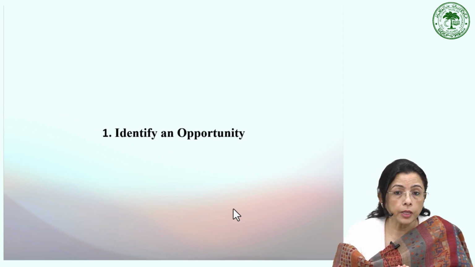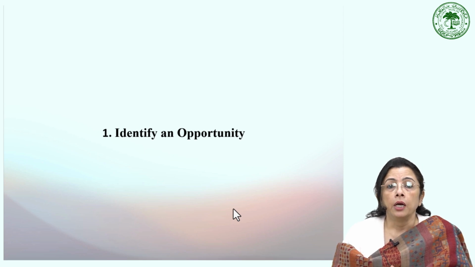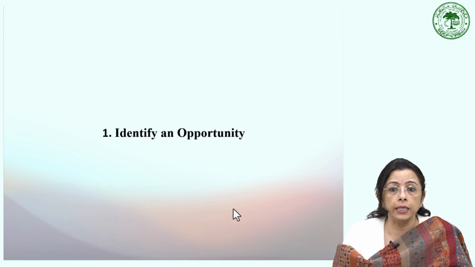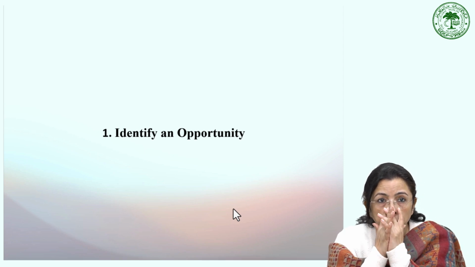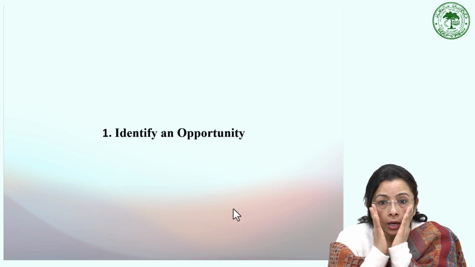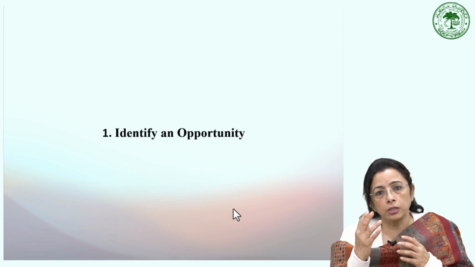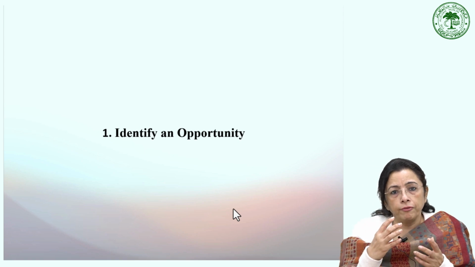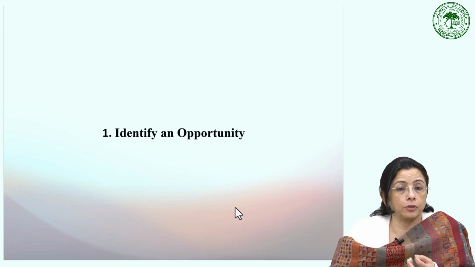So in the first stage, while identifying an opportunity, according to Timmons in 1989, entrepreneurship involves seeing an opportunity in a situation that others perceive as disorganized, or contradictory, or confusing also. Others do not have the sharp vision that something positive or productive can be brought out of this situation.